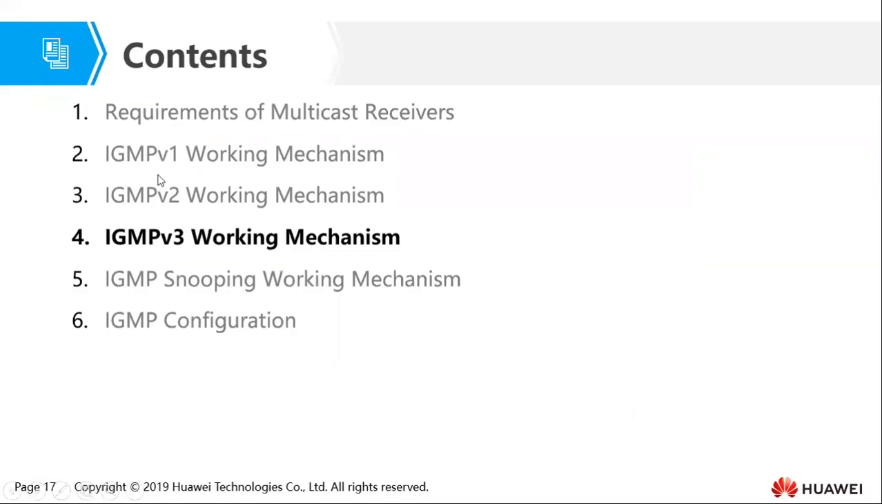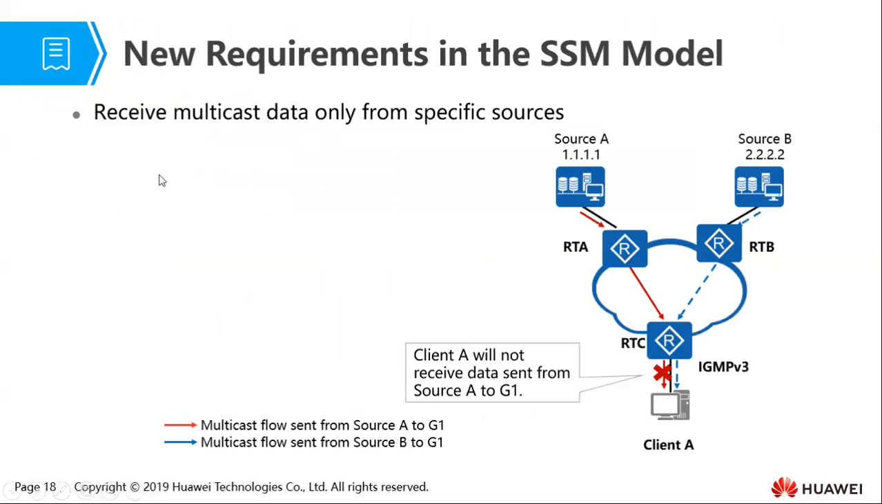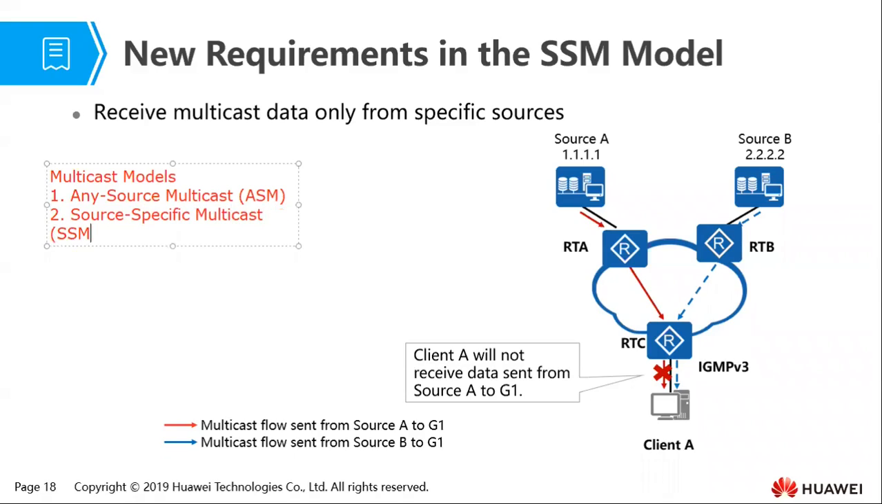So let's now look at IGMP version 3. Now remember, when we talked of multicast, we talked of 2 models. Multicast models. We talked of any source multicast. We said that this is commonly referred to as ASM, and we also talked of source specific multicast, and this is known as SSM.